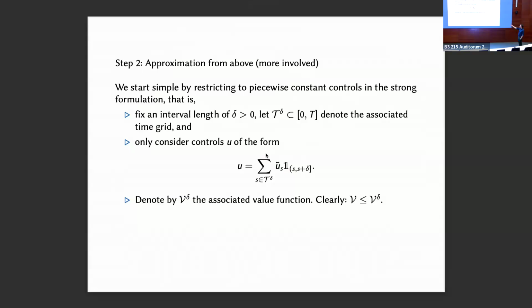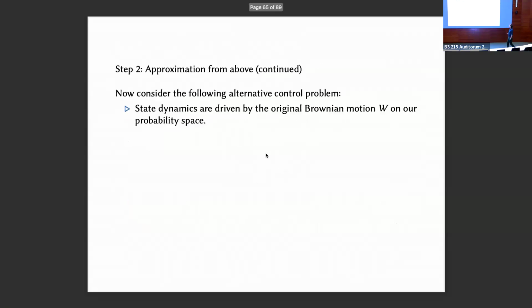And then you can just minimize over all of these piecewise constant controls, where interval length is delta. This is denoted by v delta. And since this is a restriction, the associated value function will be larger. Problem is that doesn't fix any of our problems because we're still in the strong formulation. Pasting doesn't work, so it doesn't help. But now comes the crucial trick.